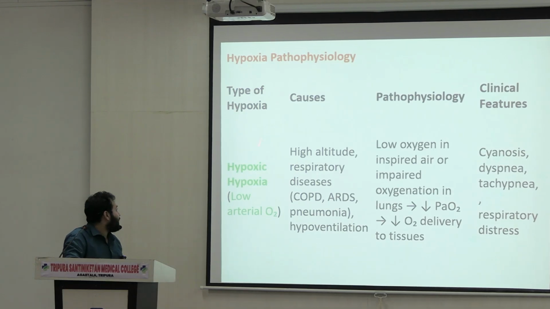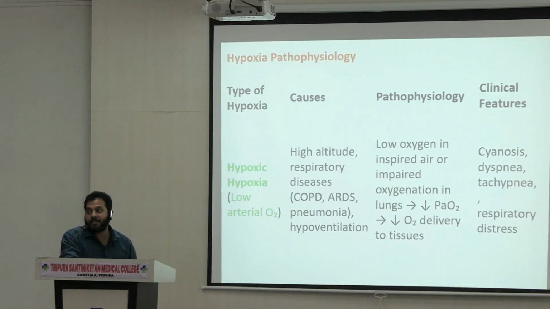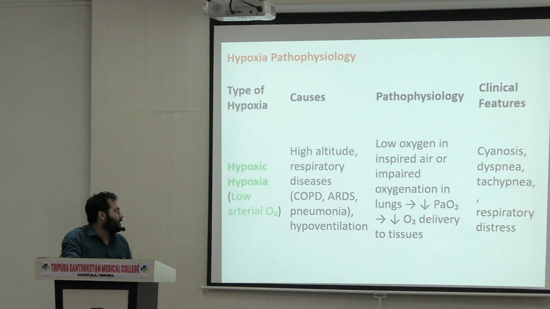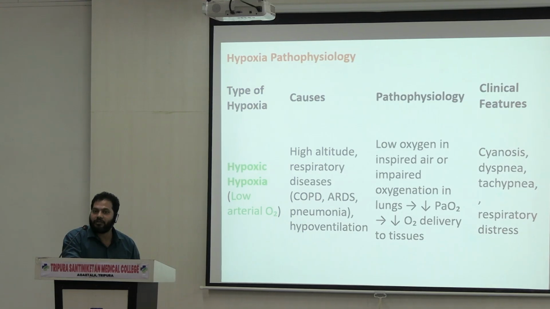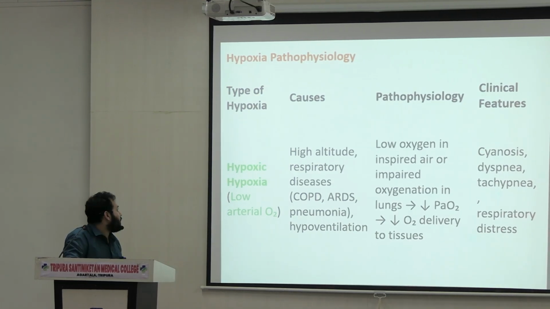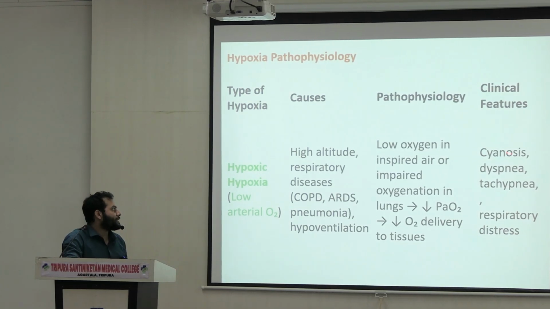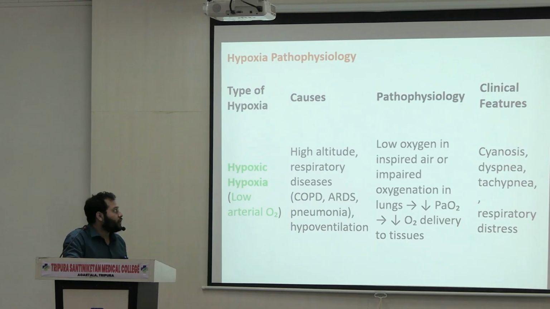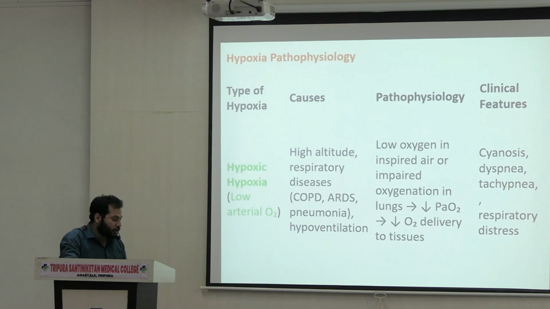What I mentioned in the definition of hypoxia is a deficiency of oxygen at the tissue level. So you can see here there is a decrease in oxygen delivery to tissue, right? Now, what are the different clinical features related to hypoxic hypoxia? Yes, these are some clinical features like cyanosis, which I will explain in detail, dyspnea, tachypnea, and respiratory distress. These are some clinical features that are related to hypoxic hypoxia.